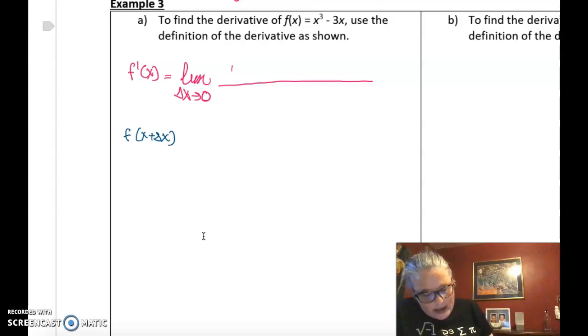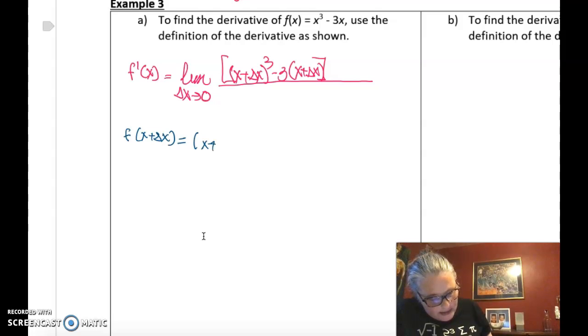So I'm going to write x plus delta x cubed minus 3 times x plus delta x. That whole thing, that's this one down here. Wherever I see that, I have x plus delta x cubed minus 3 times x plus delta x. Ooh, that looks funny. Let me fix that for a minute. I don't know why it's doing that. x plus delta x, like that. It did it again.